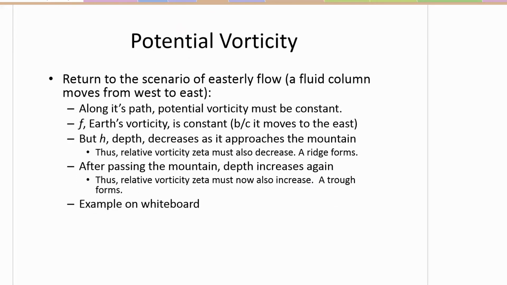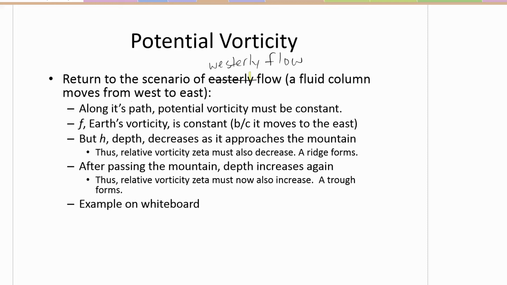So return to the scenario of the flow. We've got a fluid column that moves from west to east. So easterly, or this should be, that's a bad term, so we'll cross that out and say westerly flow. That's not the appropriate way. We're saying from west to east, so westerly flow. And in just a second, I'm going to scroll this up after I go through what we're talking about here and redraw the picture to get this example that I would put on the whiteboard in class.